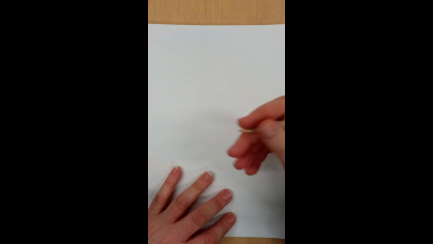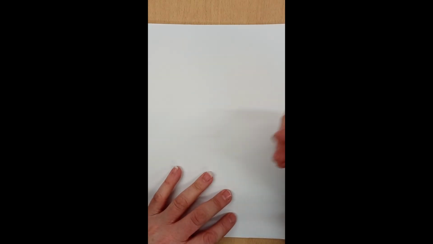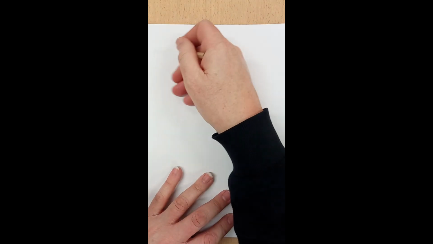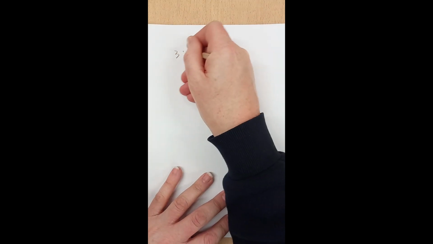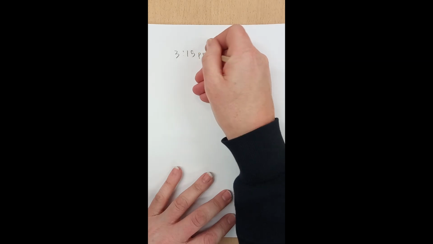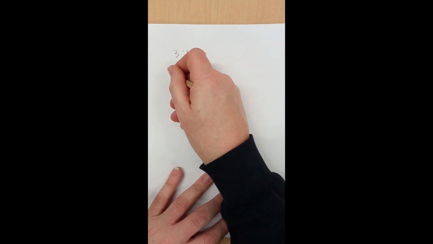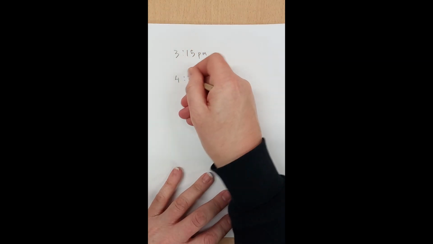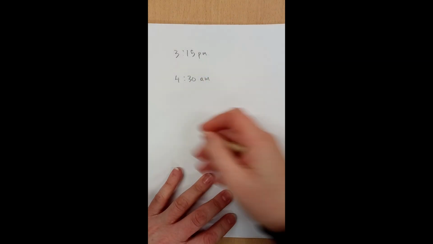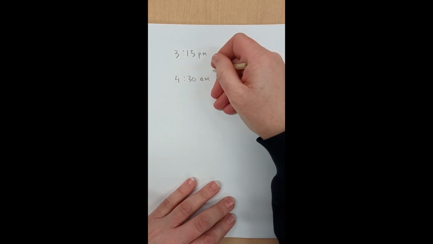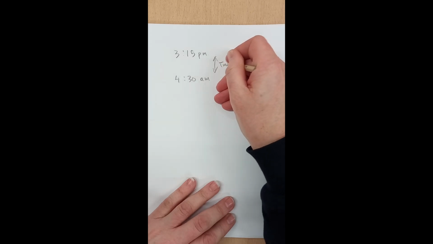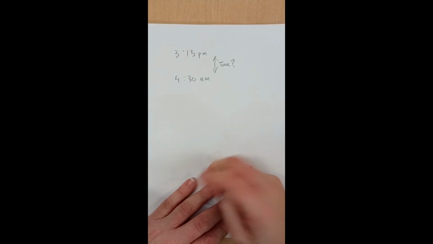Okay, so how you deal with time is you try to get time to round to whole numbers. So I'm going to show you an example. Okay, 3:15 p.m. and 4:30 a.m. Now, let's say I want to know the time between those two. How would I work it out?